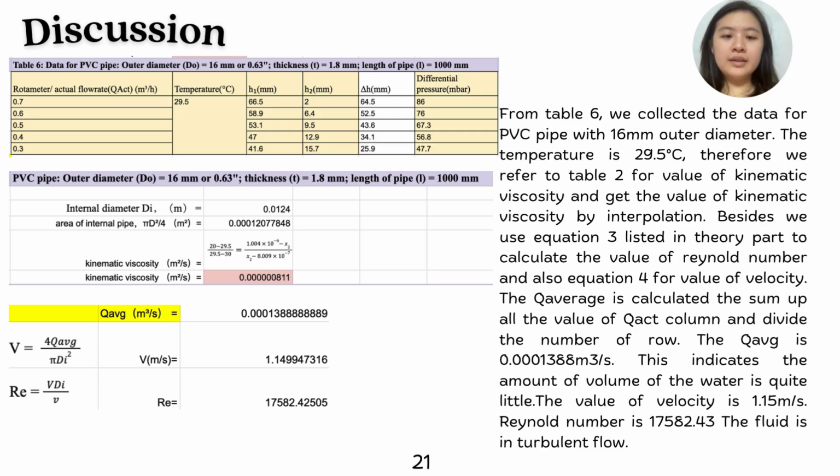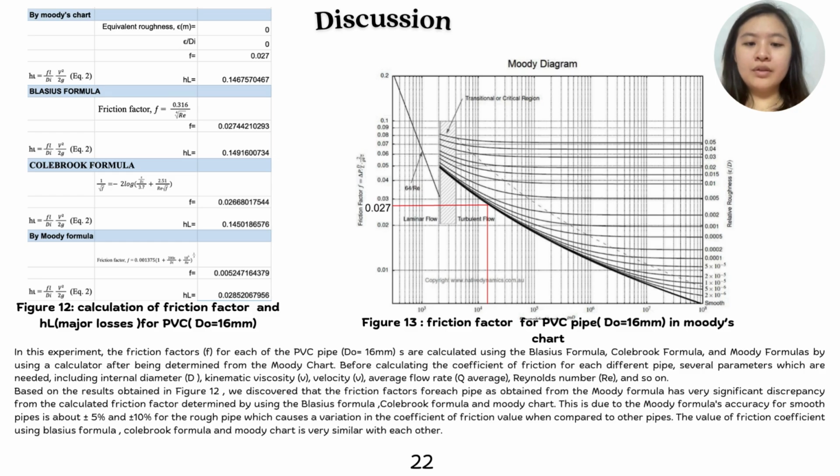For Table 6, we collected the data for PVC pipe with 11 millimeter outer diameter. The temperature is 29.5, and we calculated the kinematic viscosity, the area, velocity, and Reynolds number. The velocity is 1.14, and the Reynolds number is 17582. It's also turbulent flow, and the Q average is 0.000138. It's the same for Figure 12 and Figure 13. Figure 12 shows the calculation of friction factors and the major losses, and the Moody's chart is shown in Figure 13 on how we determine the friction factors.